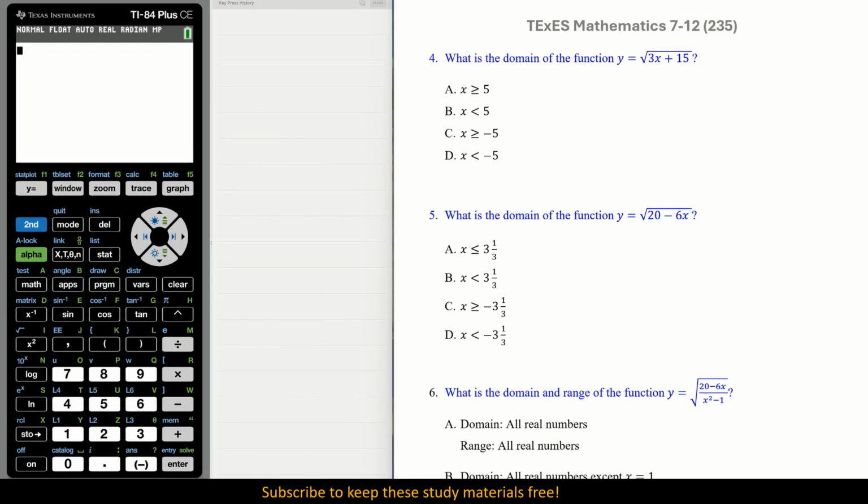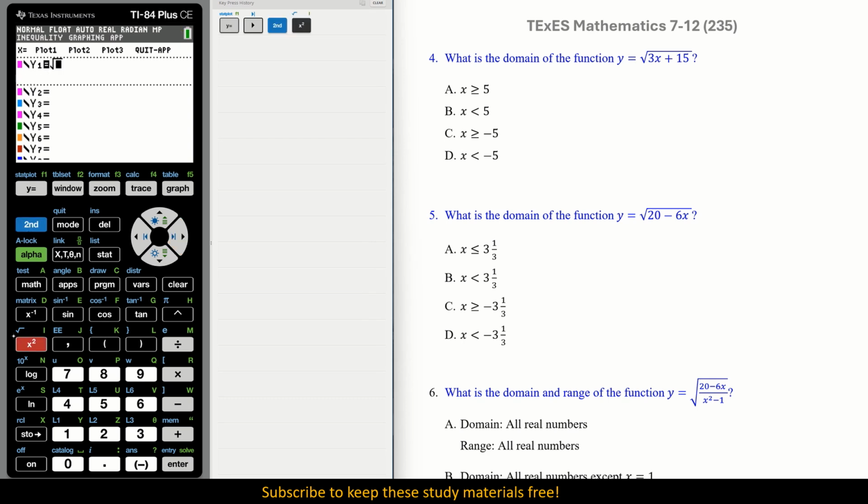What is the domain of the function y equals the radical of 3x plus 15? Let's graph that, okay? And I'll arrow over. Now the cursor's where I need it. And we say second x squared, and you see that blue radical above the x squared. Oops, I pushed it. Let me delete that. See how I can delete it out and now I'm where I want to be. Be careful what you push, right?